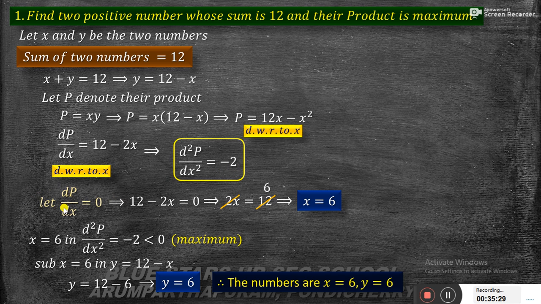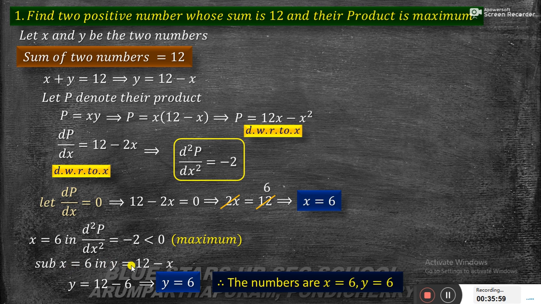Now dp by dx equals 0 means 12 minus 2x equals 0. So 2x equals 12, that means x equals 6. Therefore at x equals 6, d square p by dx square is minus 2. Since d square p by dx square is less than 0, it is a maximum.